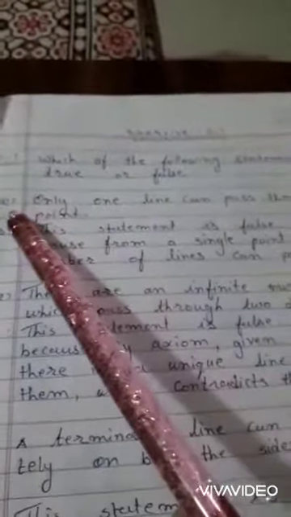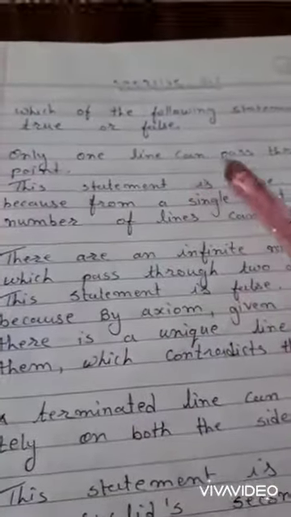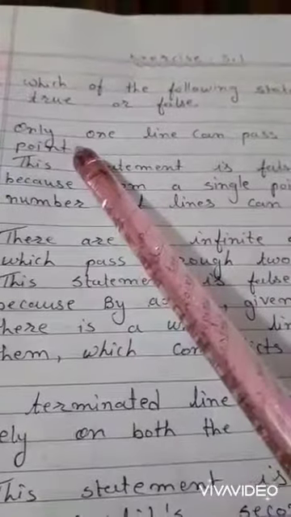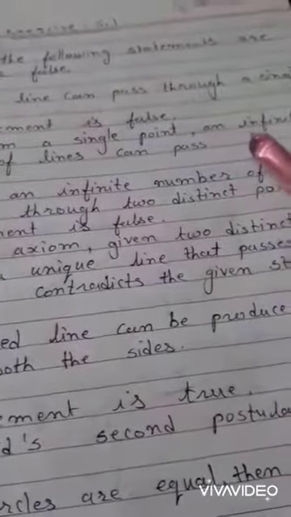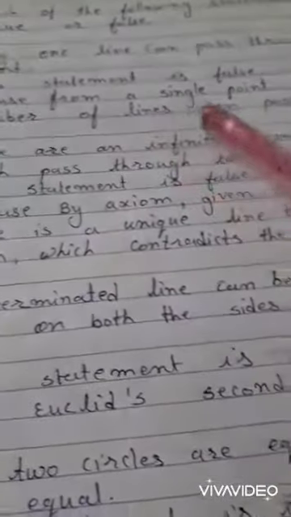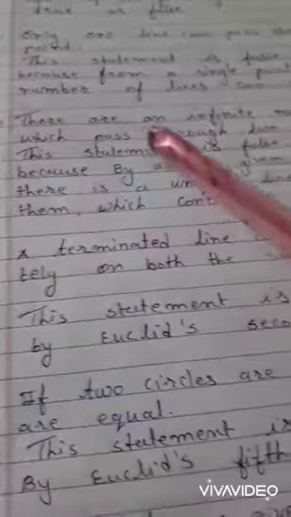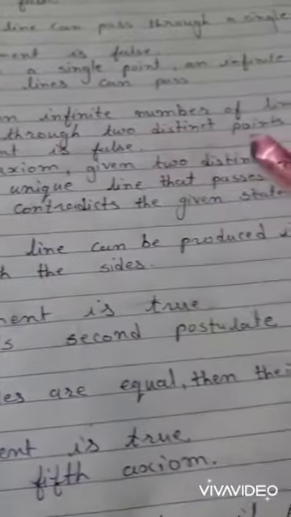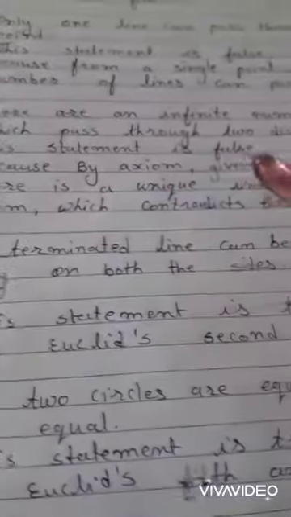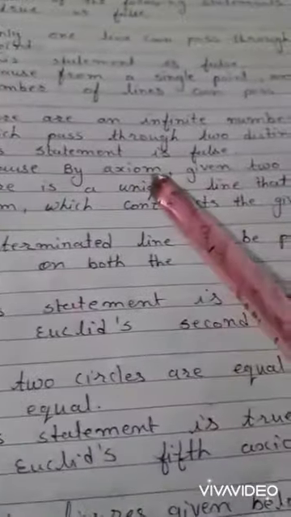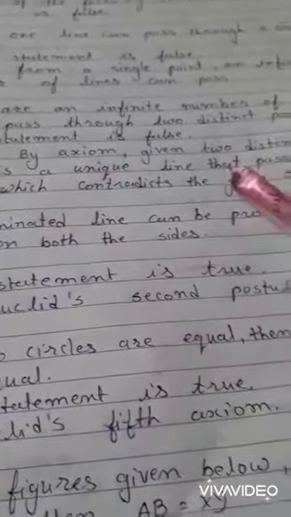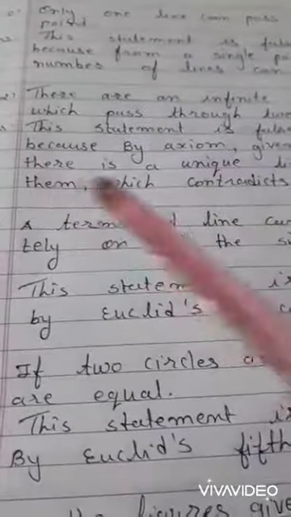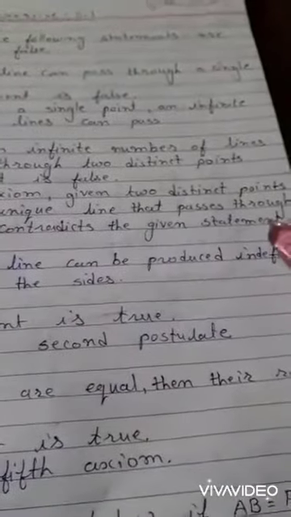Here, the first statement you can see is, only one line can pass through a point. This is our statement. The answer is, this statement is false because from a single point an infinite number of lines can pass. Now statement number 2, there are an infinite number of lines which pass through two distinct points. This statement is false because by the axiom, given two distinct points, there is a unique line that passes through them, which contradicts the given statement.